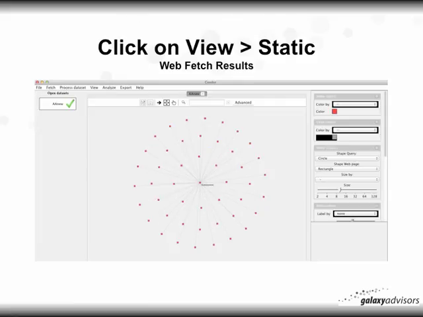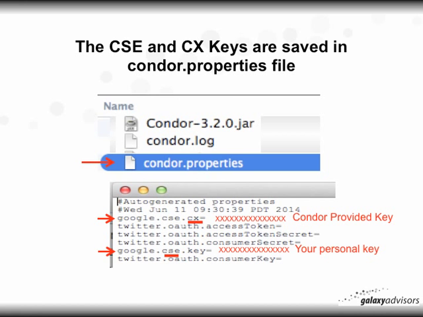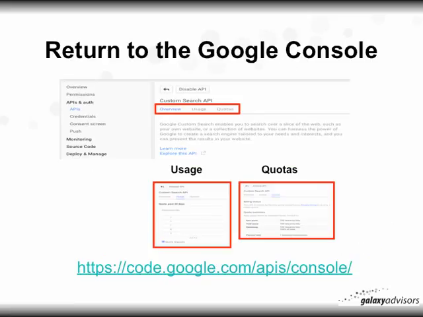Once that fetch is done, it gives you a little message there. I've gone up and clicked view and selected static view, and here is my static view of that particular fetch I just did. Again, with that, the CSE and the CX keys are saved in Condor's property file in your Condor folder. You'll see them there. And then finally, you can always return to the Google console, again at that URL beneath the page, and click on Overview, Usage, and Quotas to see what your activity has been using the Google CSE key.